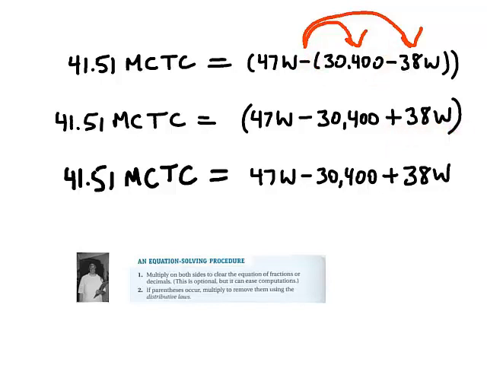Now, when I move from this line to the next line, I simply drop these outer parentheses or brackets because there's nothing in front of that bracket, so I don't have anything to multiply through there, and I can just drop the brackets, leaving me with this expression.